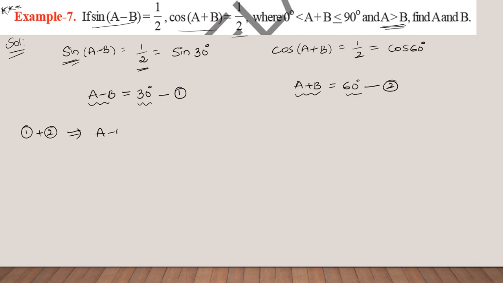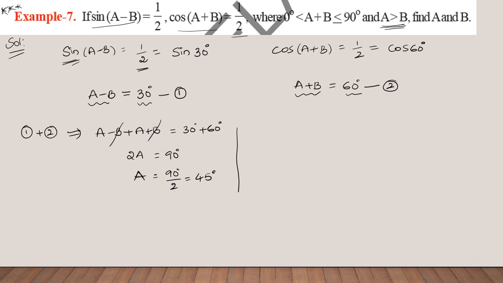Now from this, I am going to get a minus b plus a plus b is equal to 30 degrees plus 60 degrees. Now minus b plus b gets cancelled. 2 times a is equal to 60 plus 30, which is 90 degrees. So clearly angle A is equal to 90 degrees by 2, which gives me 45 degrees, right? So the value of A is 45 degrees.